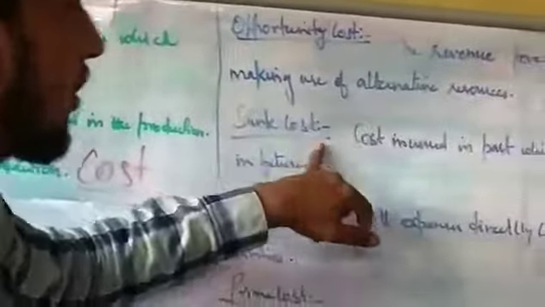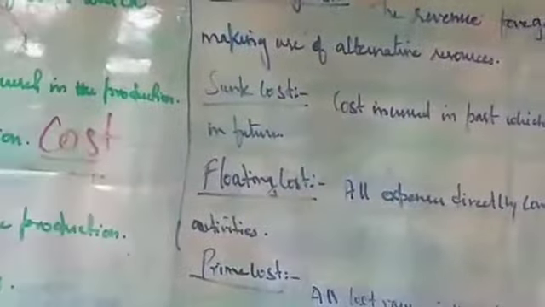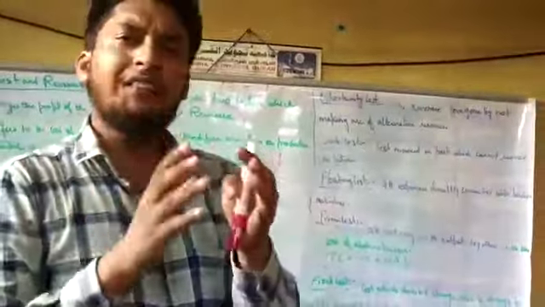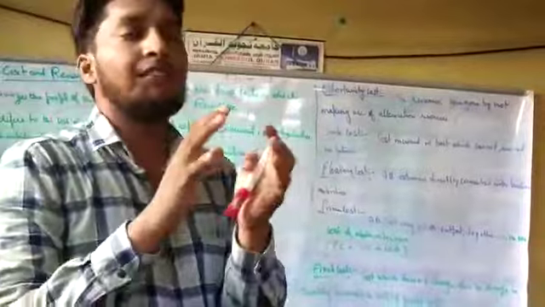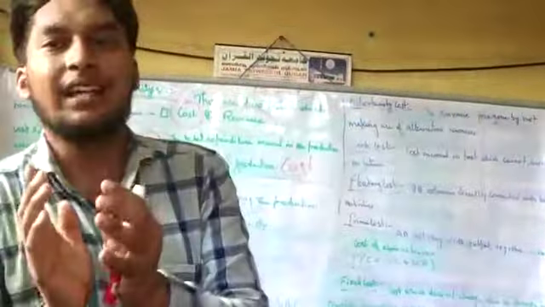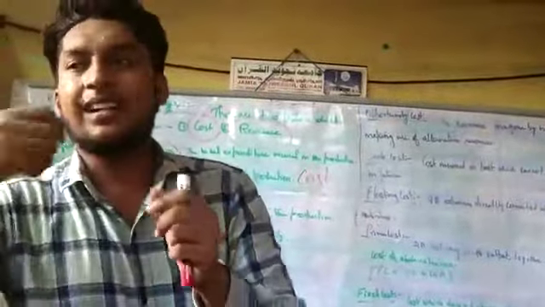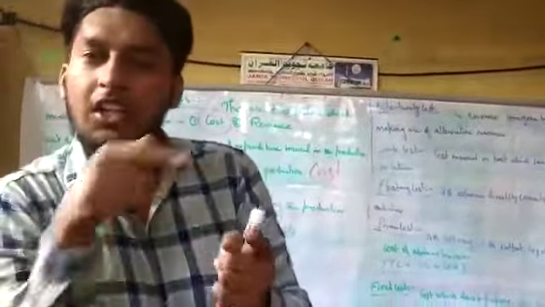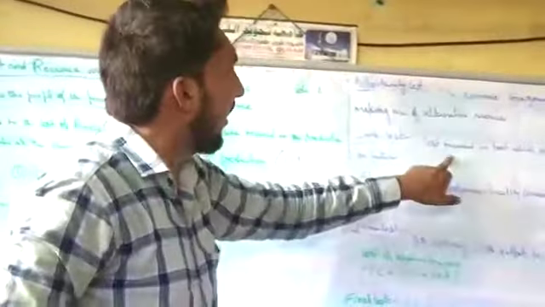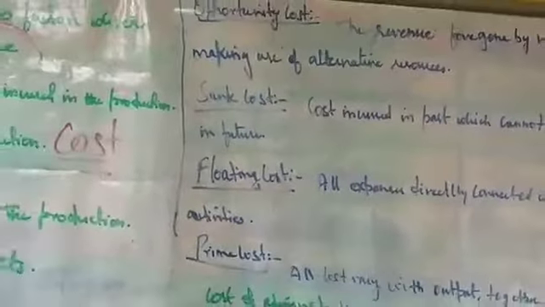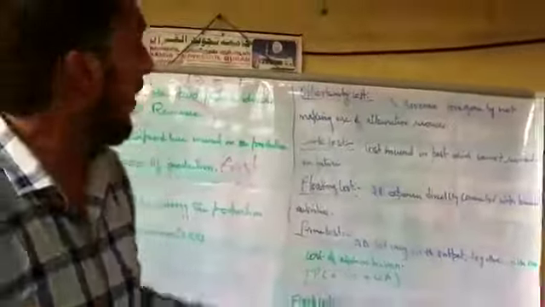Next, sunk cost. These are the costs you have incurred in the past. For example, in the year 2018, you incurred some cost. You have made a payment of 50,000. That payment is known as sunk cost, which means we have done it in the previous year, on a previous occasion, and it cannot be settled in this year. That is what we call cost incurred in the past, which cannot be recovered in the future. It is already done in the past, so that cost cannot be recovered in the future.